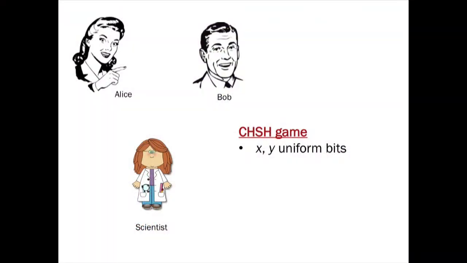Probably many of you have seen this, but if not, it's a very nice game. So the setting we consider is that we have two players. We call them Alice and Bob. And they're not allowed to communicate. But instead, they interact with this scientist or a referee. And they're going to play the following game called the CHSH game. And in this game, what the referee or the scientist does is sample x and y, which are uniformly random bits. And she sends x to Alice and y to Bob.